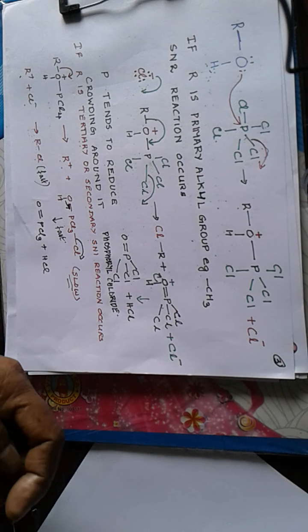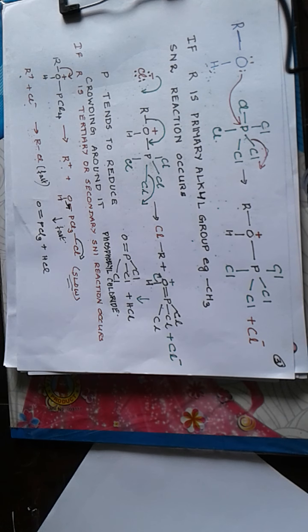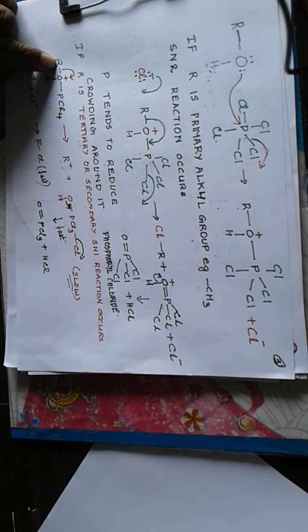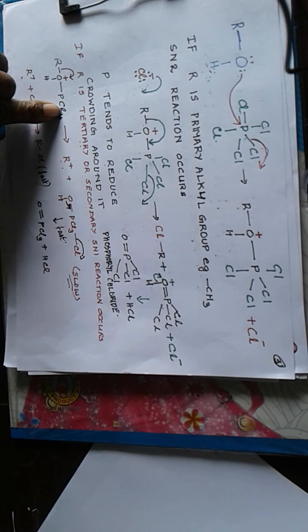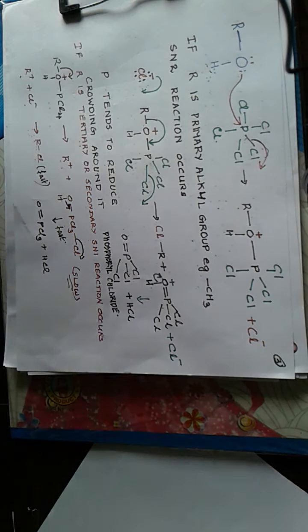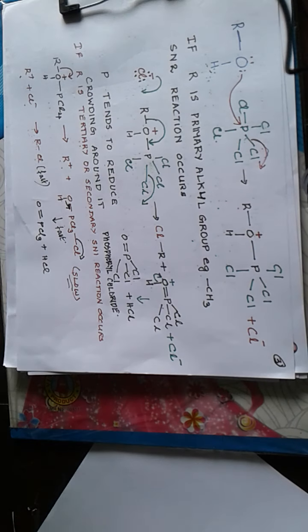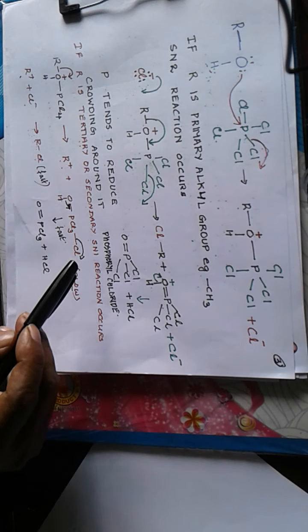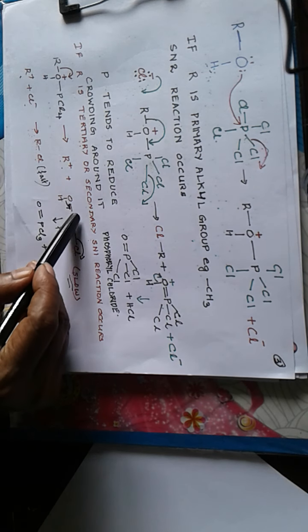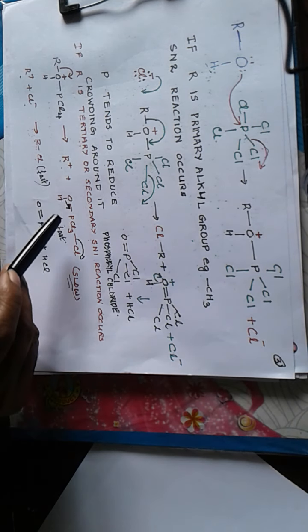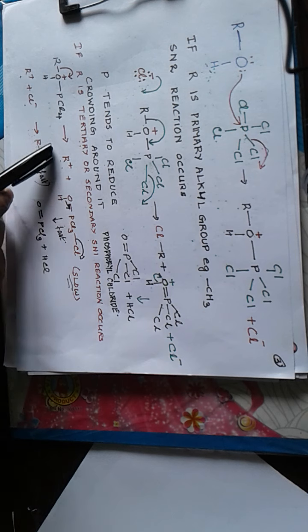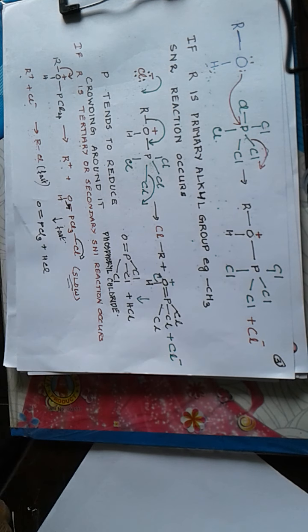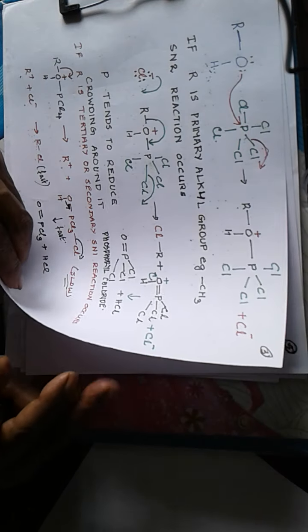Then if R is a tertiary or a secondary alkyl group, then an SN1 reaction occurs. Here R⁺ is made free. Now this pair of electrons may shift over oxygen, or this may shift in between O and P, then Cl is eliminated like this, so that we get R⁺ and OH PCl3Cl, which is slow. Then this change is a fast one. Then the R⁺ formed in this slow step combines with the Cl⁻ to get RCl, which is a fast reaction, that is the SN1 process.